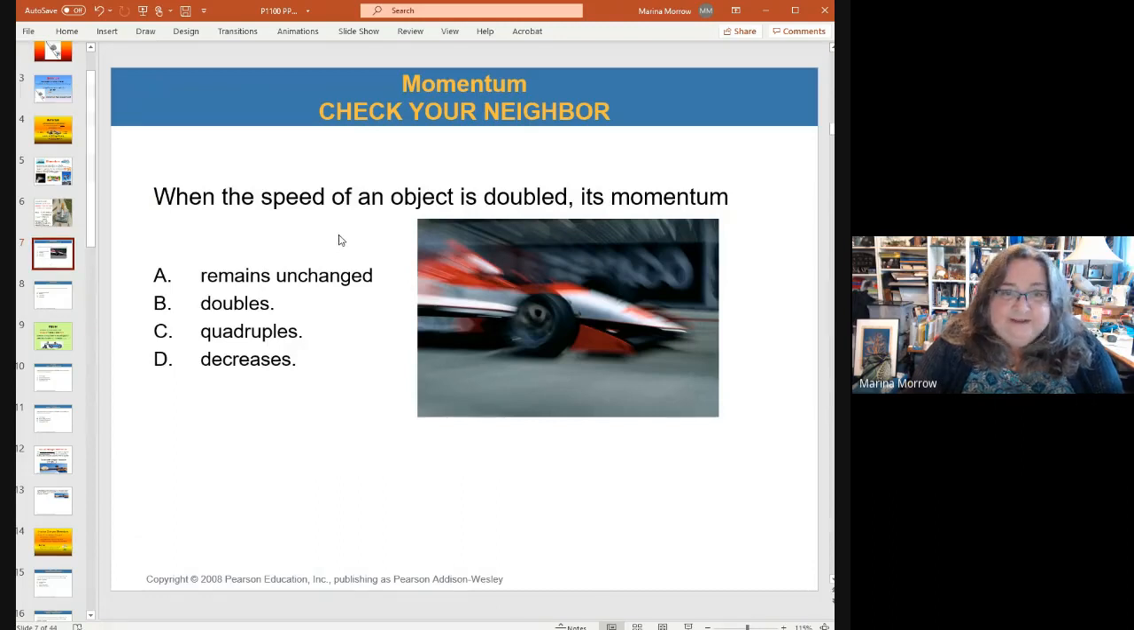Now, because this formula is so simple, of course, when you double the speed of an object, what happens to momentum? It's just doubled also.